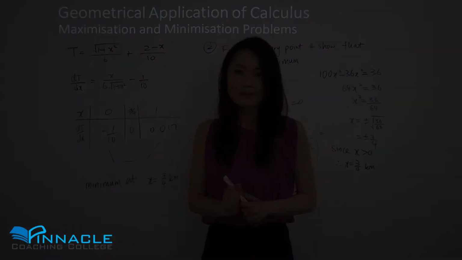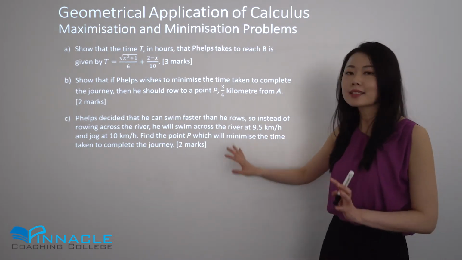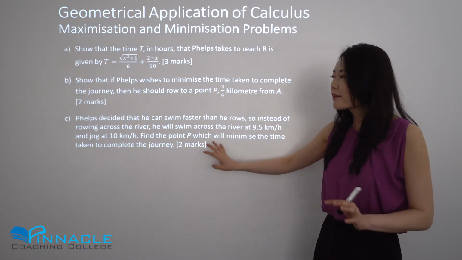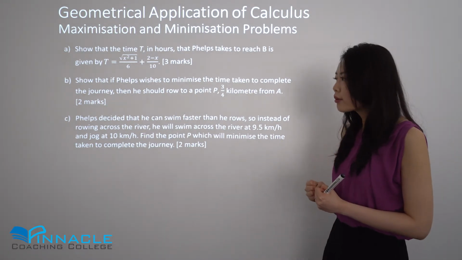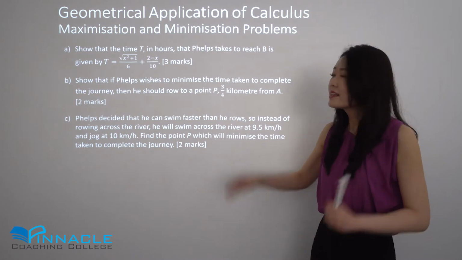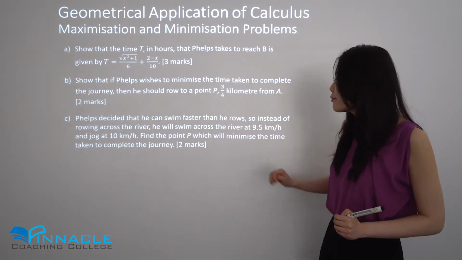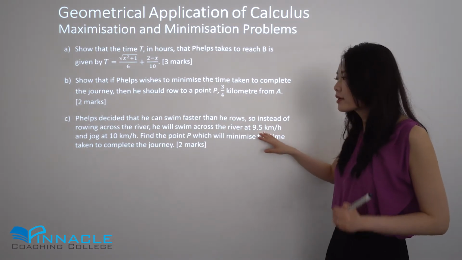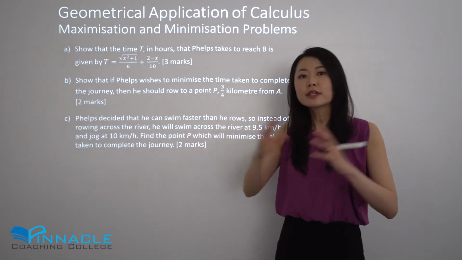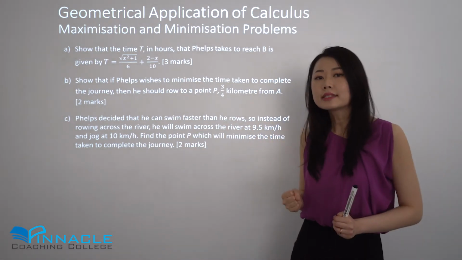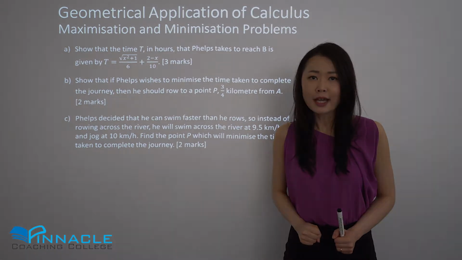And that is it. Alright, so now we're going to take a look at the third part, which is an example of a very tricky question in a maximisation minimization problem. So Phelps decided he doesn't want to row anymore. He can swim faster than he rows. So he can swim at 9.5 kilometers per hour and jog at 10 kilometers per hour. And we need to reconfigure the equation and see if anything changes. Let's take a look at how to do that.